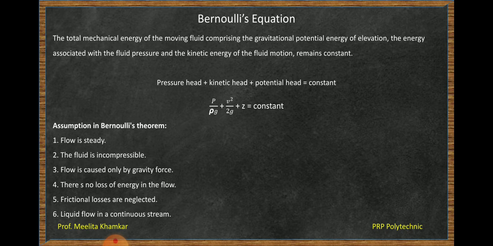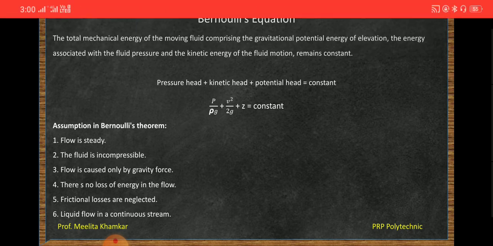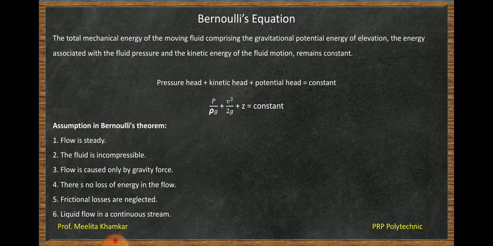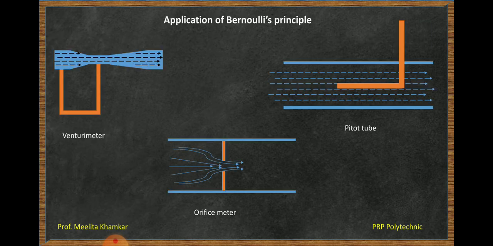Bernoulli's equation can be used for measurement of the flow. Bernoulli's principle can be applied to the devices which are used for flow measurement. The first application is Venturi meter, another is orifice meter, and third is a pitot tube. Let's discuss each in detail.